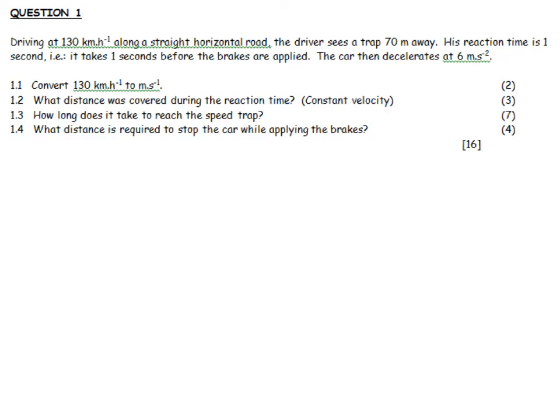Moving at 130 kilometers per hour along a straight horizontal road, a driver sees a trap 70 meters away. His reaction time is 1 second, so let's just draw that. There's our little car, 70 meters away there is a trap. But it's going to take him 1 second to react. We don't know how far that is, but we do know it takes 1 second.